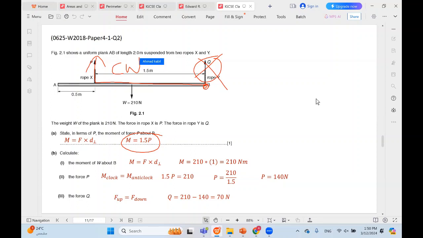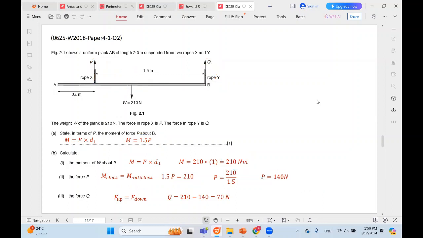And the moment due to the weight is going to be anti-clockwise, and it's given as 210. And there are no other forces acting, so all we have to do is just say that the clockwise moments equal the anti-clockwise moments. So 1.5 P equals 210, and we can get P as 140 newtons.